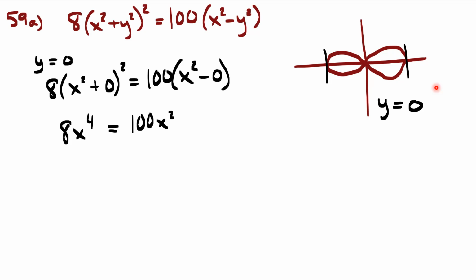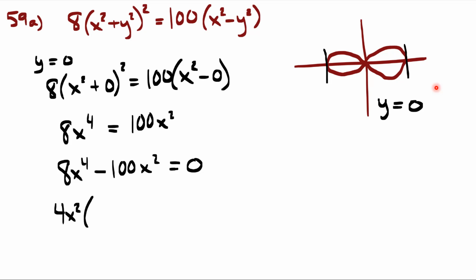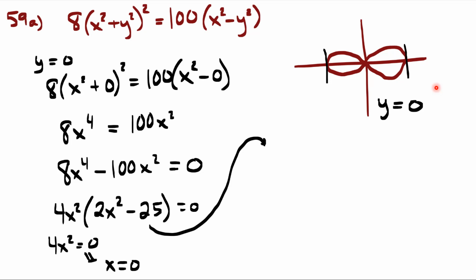So I see x to the fourth, I see x to the second, so I'm going to set it equal to 0. Let's move the 100x squared over. And we're going to factor the highest thing that we can possibly do. So I can take out a 4, because 4 goes into 8 and 100. I can take out an x squared. So 4x squared gets to go out. I'm left over with 2x squared minus 25. And then 4x squared set equal to 0 would give me x equals 0. And then we have 2x squared minus 25 equals 0.